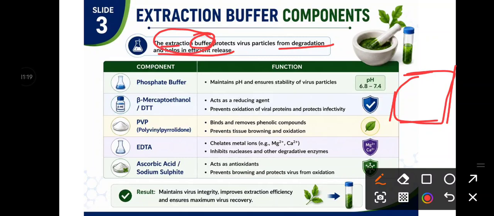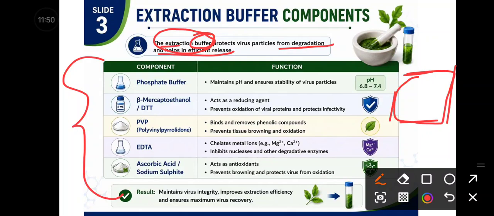So what are the components used for the extraction of plant viruses? For extraction of different things, like if you are extracting protein, or DNA or RNA, different buffers or different components you have to use. For specifically plant virus extraction, these are the components. Why these components are used, we will discuss. What is the function of these chemical components?